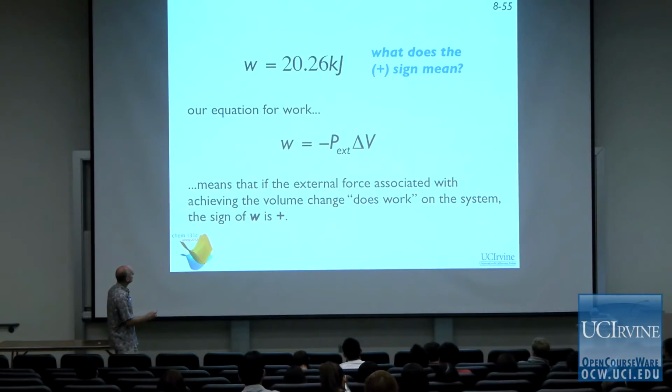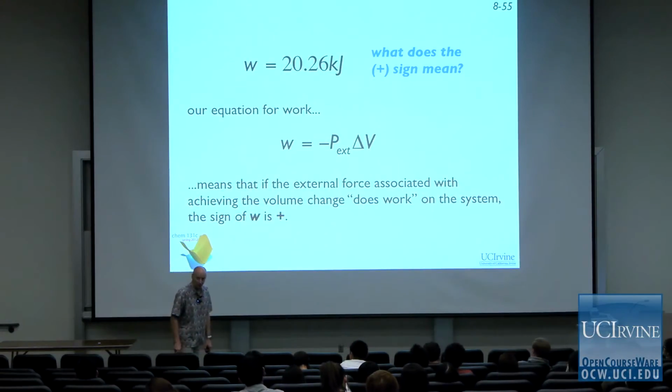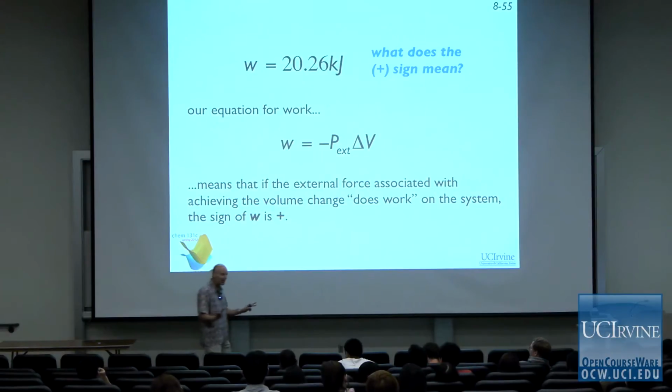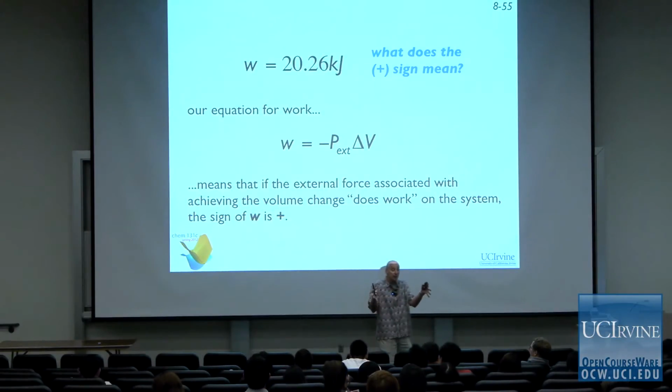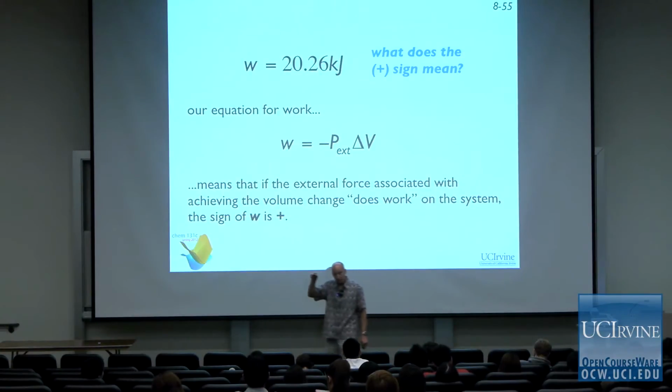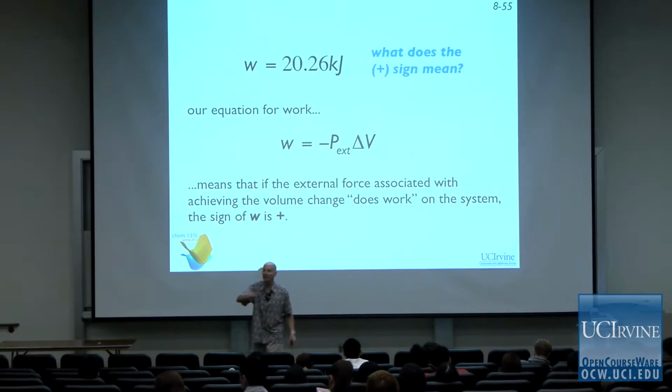So what does the plus sign mean? It means that the volume got smaller. We did work on the system. Now, that's not intuitive. There's nothing intuitive about that, because work is not an intuitive concept. But in PV work, if the volume gets smaller, you did work on the system, and work should be positive. You're putting work into the system. Is that intuitive? No, not to me it's not.